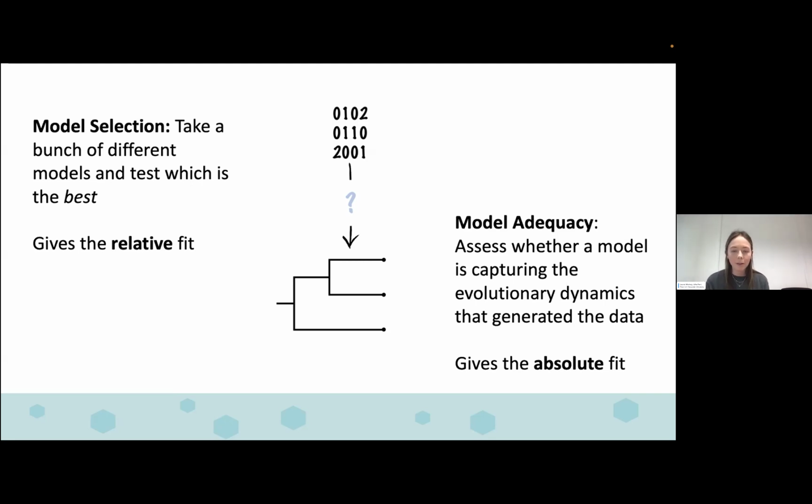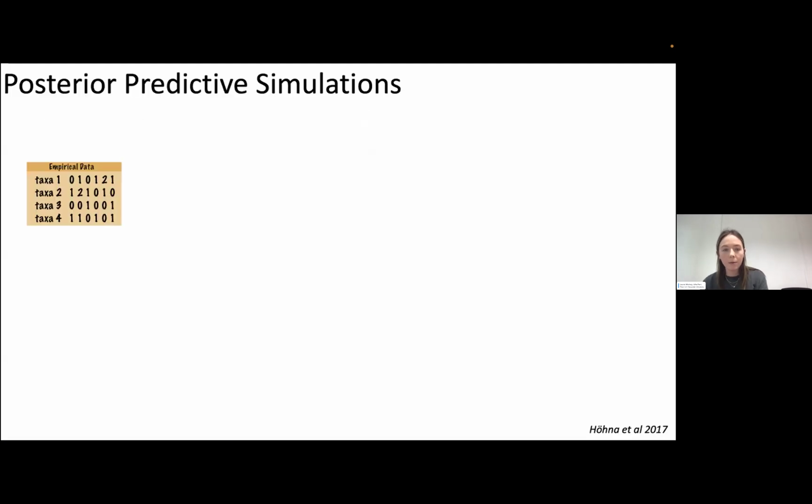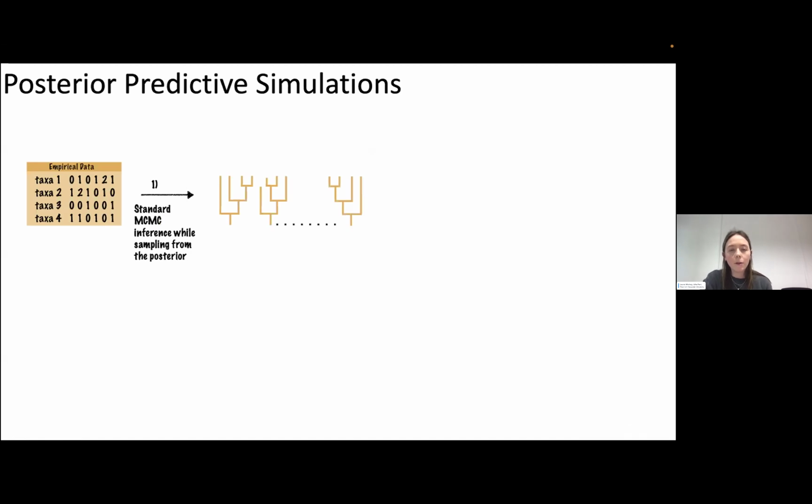So model adequacy was the most natural way to test this. The model adequacy approach we worked with was posterior predictive simulations, and I did this in RevBayes, described in this paper by Sebastian from 2017. Posterior predictive simulations work like this: you have your empirical data set, and then you do a normal MCMC inference to infer your trees. While you're doing this Bayesian inference, you're sampling from your posterior, so you're pulling values that will be important, things like branch lengths, trees, and if you have gamma, the alpha rate parameters, that you want to sample while you're doing your MCMC.